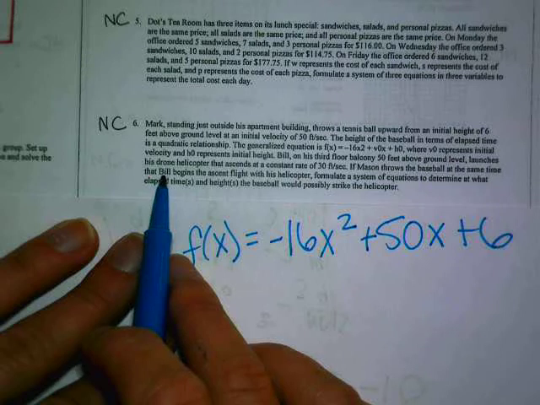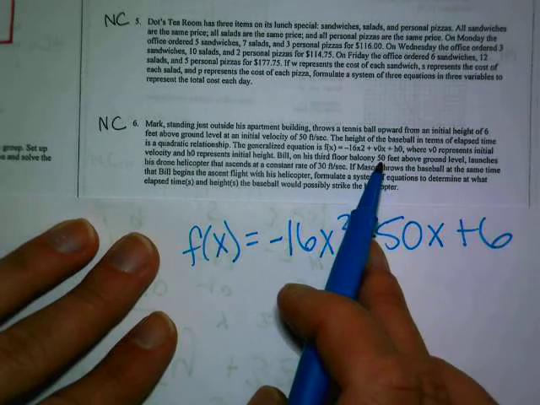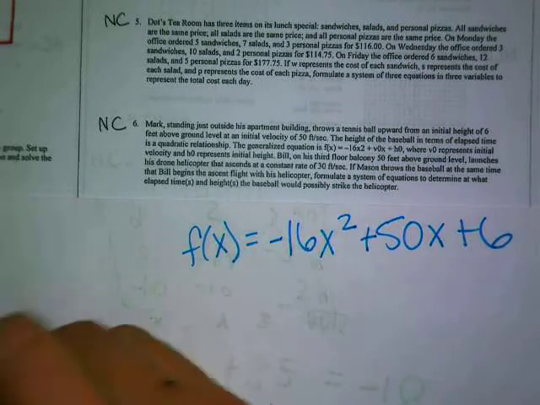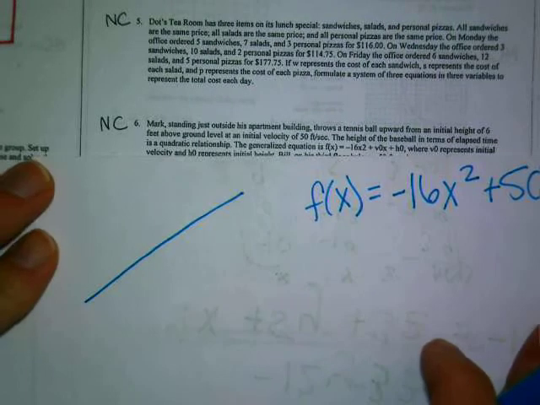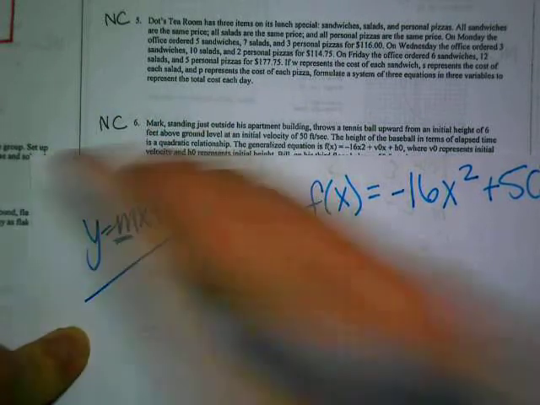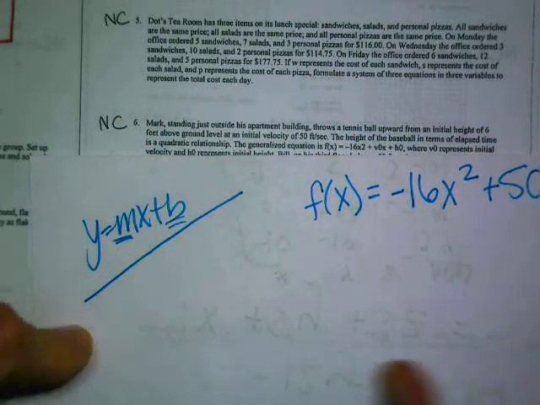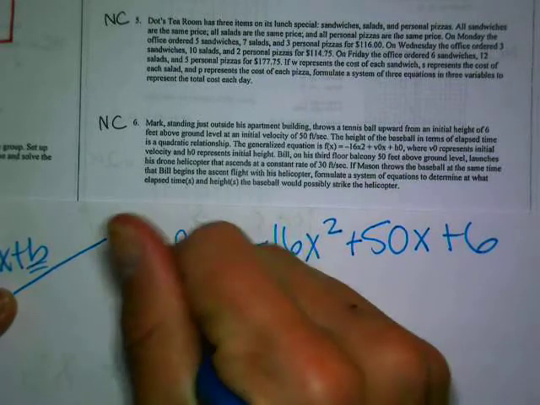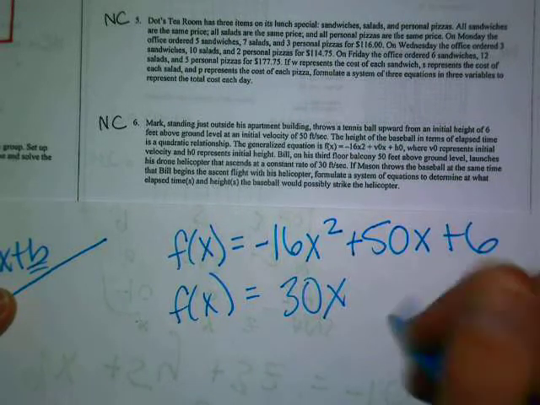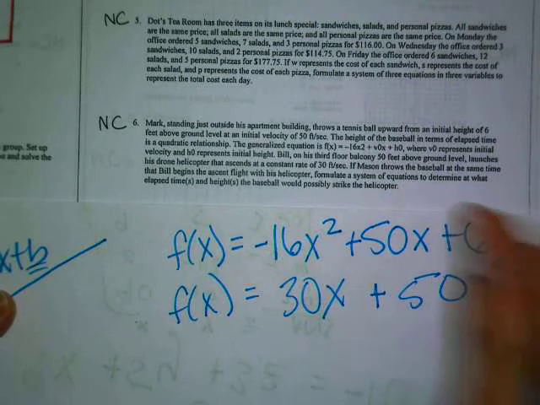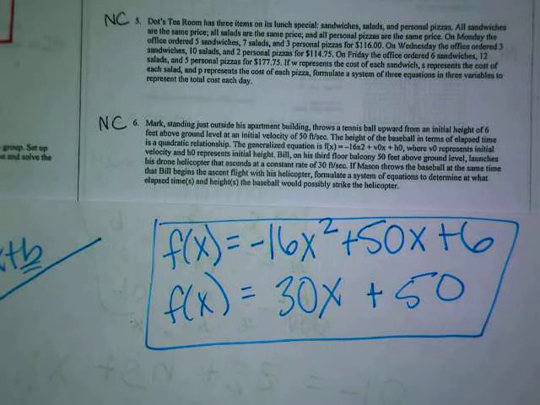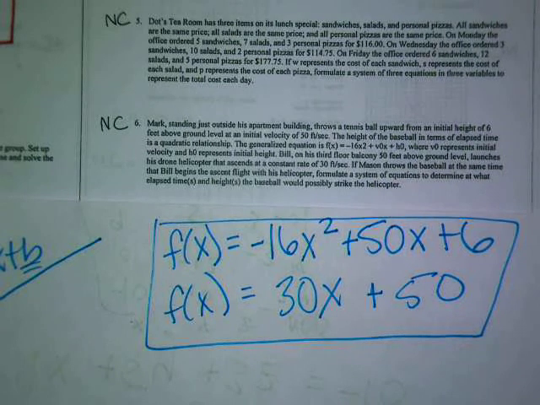Okay, and now Bill has a helicopter on the 3rd floor, 50 feet above ground level, and he launches this helicopter that ascends at a constant rate. So constant means he is going up constantly, which is a linear line. So this is in the form of mx plus b, with m being your rate and b being your height. So f of x is going to equal, see, he's going at a rate of 30 feet per second, and we're starting 50 feet above the ground. So that's number 6.